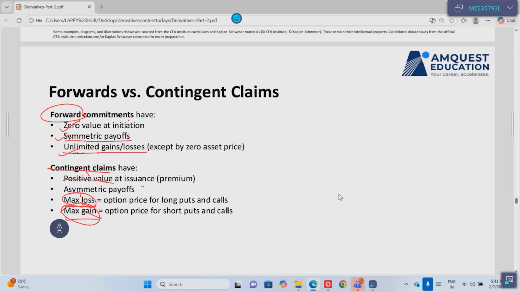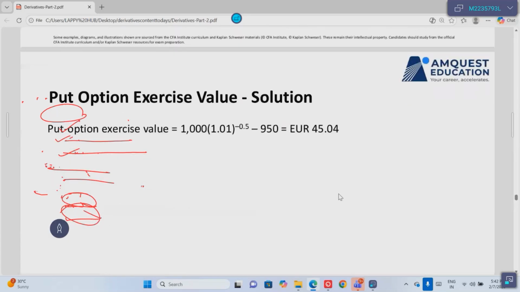So these are my concepts of what a forward commitment is: no value at initiation, with unlimited gains or losses. But contingent claims like insurance contracts and options have a maximum loss and gain, and you have some value at issuance, which is called a premium in the terms of option contracts or life insurance contracts. So get the difference right and understand it very carefully.